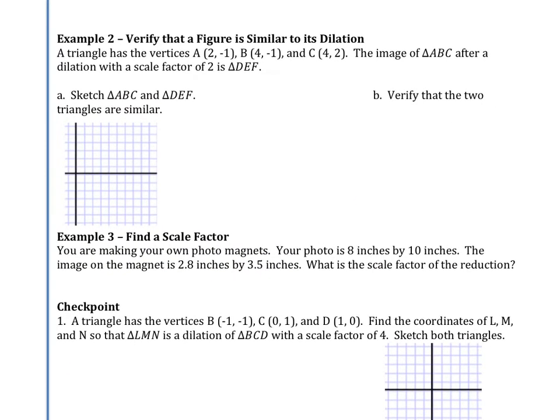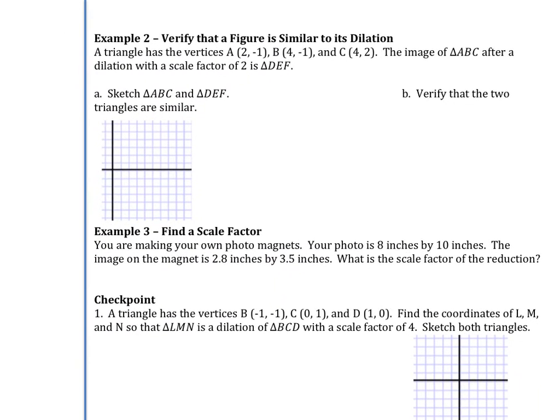Going on to example 2, it says a triangle has the vertices of (2, -1), (4, -1), and (4, 2). The image of ABC after a dilation with scale factor of 2 is DEF. So sketch ABC and DEF. So ABC is at (2, -1), (4, -1), and (4, 2). So A, B, C. And now we want to sketch DEF with a scale factor of 2.